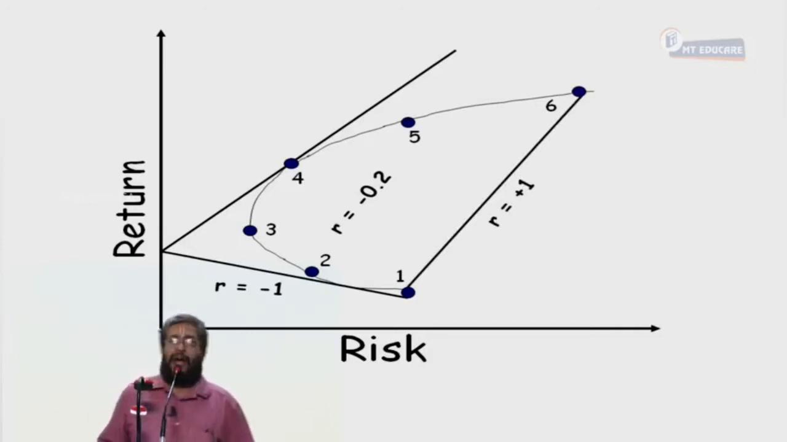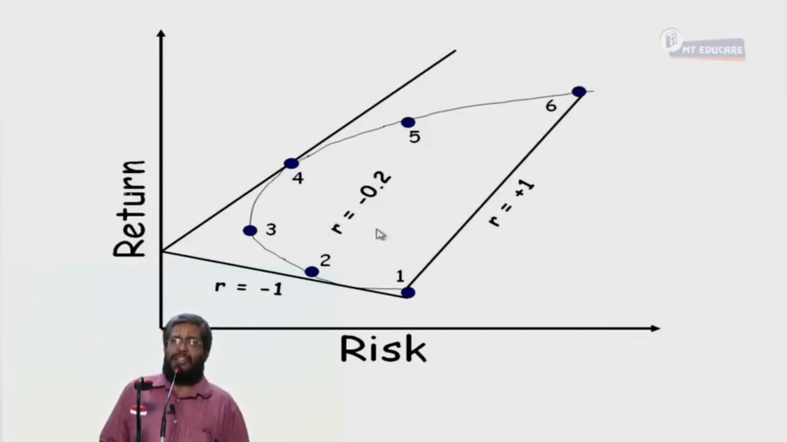Everybody following or not? In that case, when correlation is minus 1, through a combination, I can reduce my risk to 0. Right or not? Tell me, what is that combination? Proportion of A is equal to sigma B by sigma A plus sigma B. Proportion of B is equal to sigma A by sigma A plus sigma B.